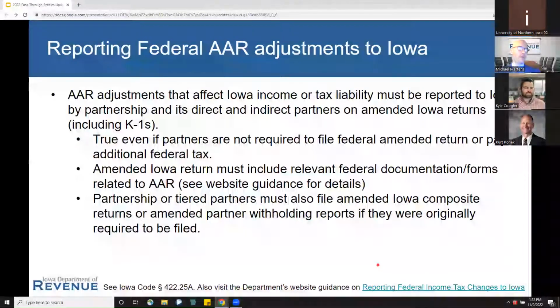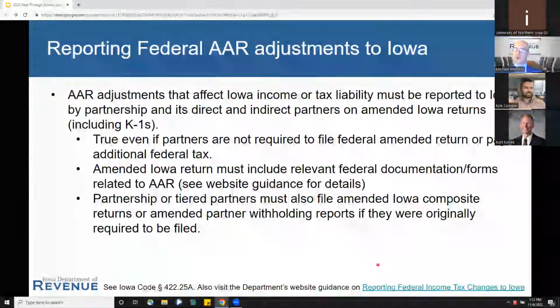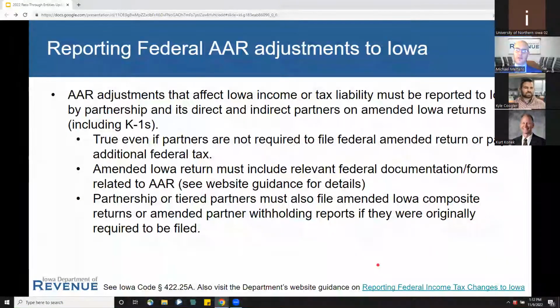If the partnership or one of the tiered partners of the partnership, which really means a partnership, an entity that is its owner of a partnership and is itself a pass-through entity, if those entities had composite return or partnership withholding requirements with its original return, it may be required to amend those with their Iowa tax filings.